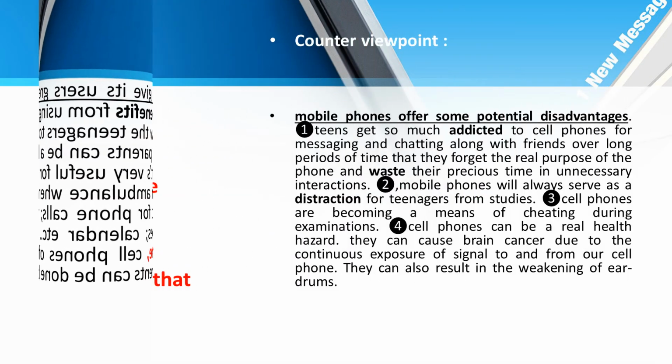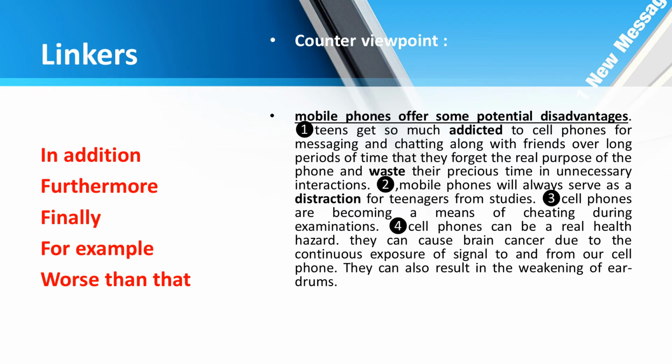Now we need to move to the second part of the body, which is the counter viewpoint. So we have to consider both sides of the issue. Mobile phones offer some potential disadvantages. All of us agree with that. The first disadvantage is addiction. The second one is distraction from studies. The third one is a means of cheating, and the fourth one is that they can have health hazards on the user.